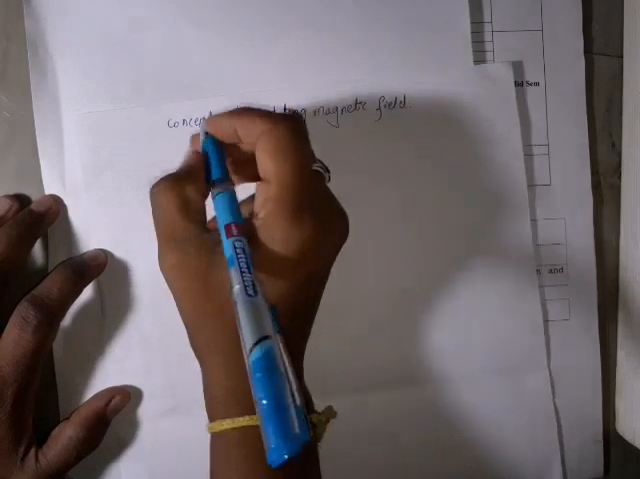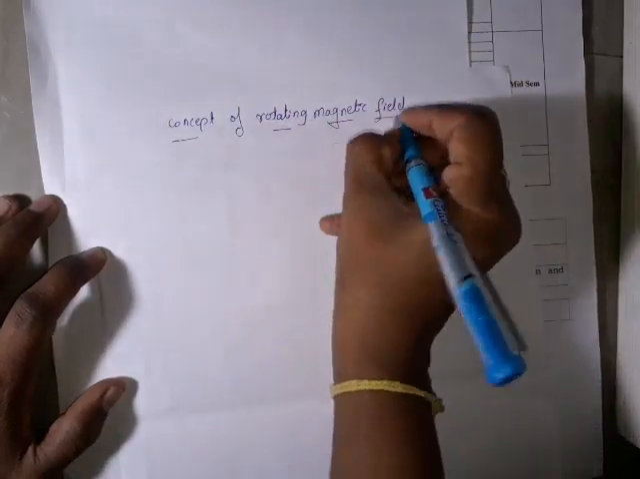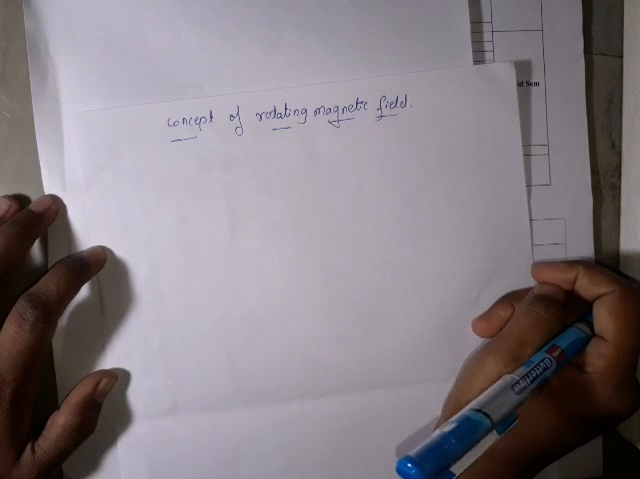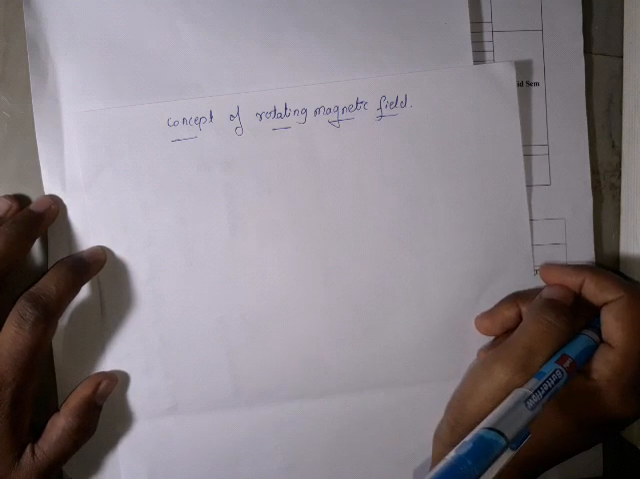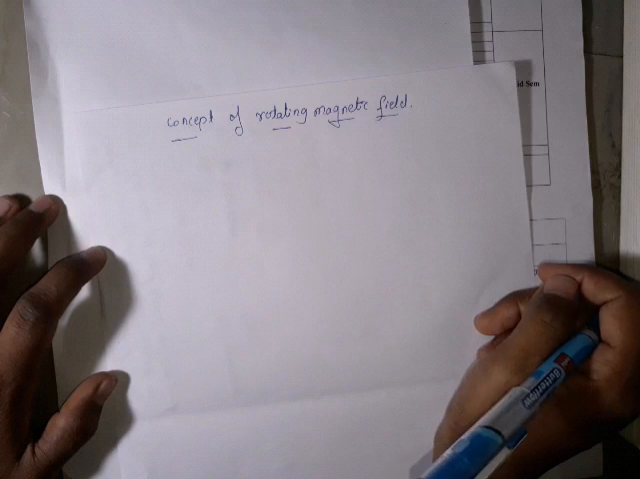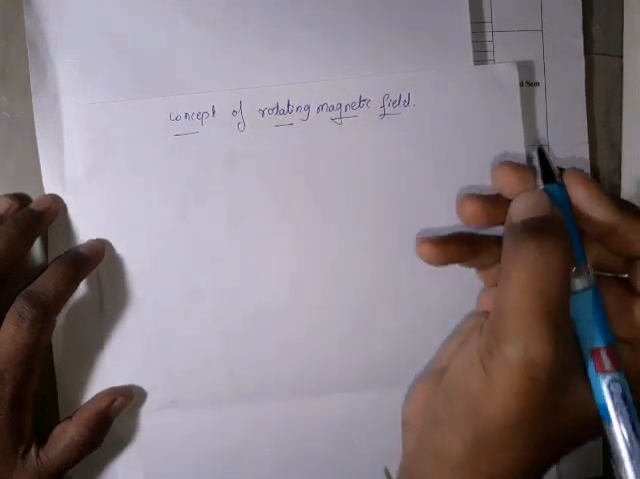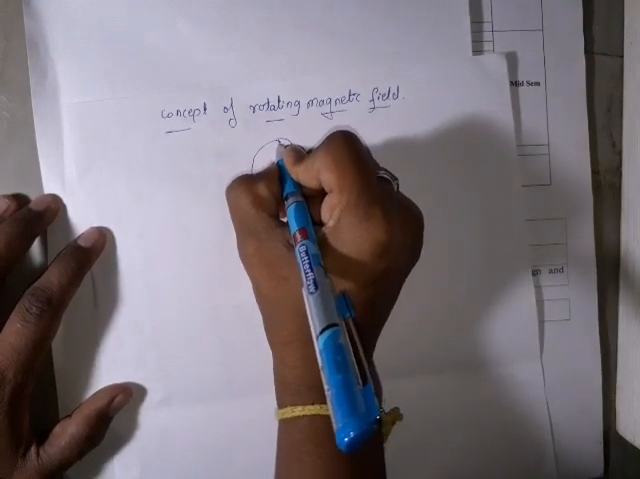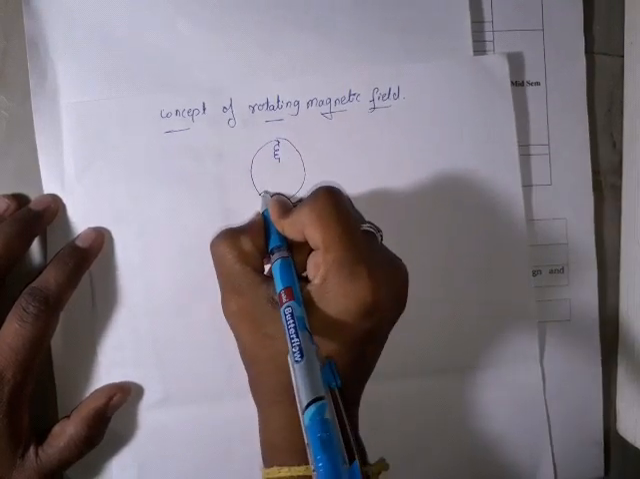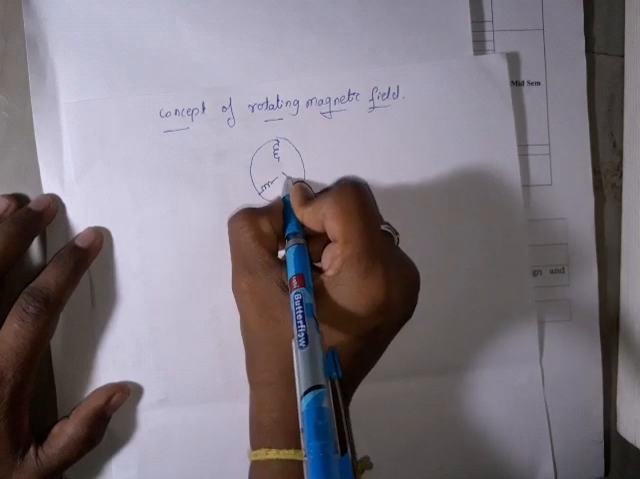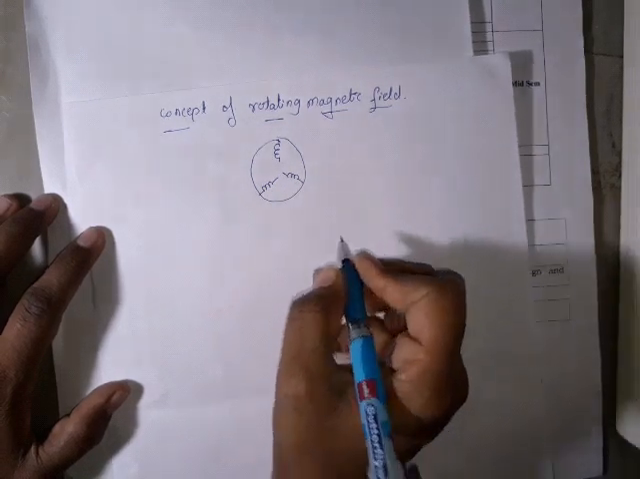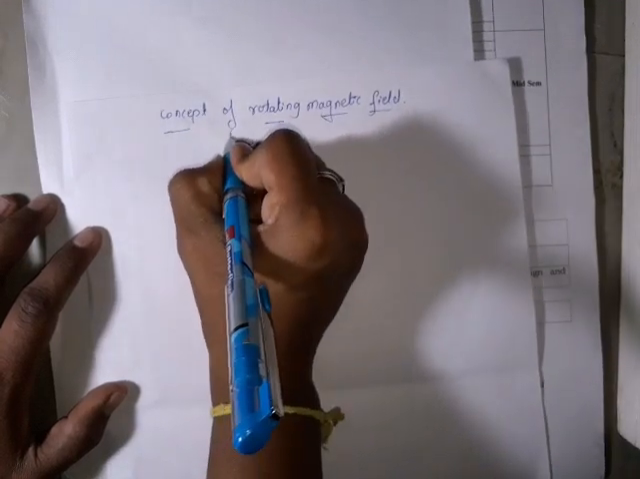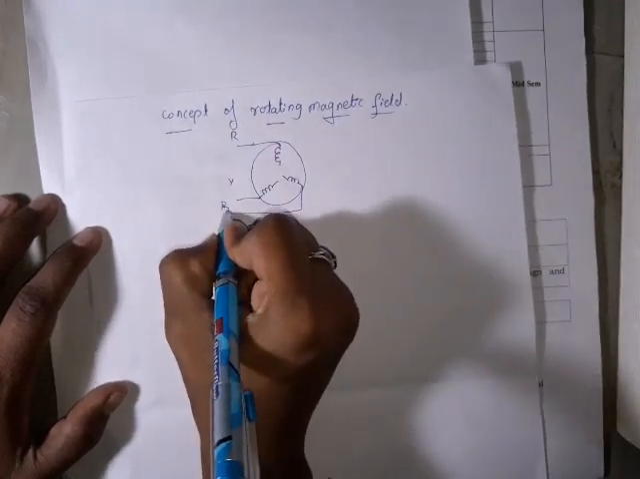Concept of rotating magnetic field means we know that in a three-phase induction motor, the magnetic field produced by the stator windings rotates with a speed called synchronous speed. That we already know. How is the rotating magnetic field actually produced? We have a stator and the stator windings, that is three-phase windings, placed 120 degree apart. Here we give the three-phase supply: phase R, phase Y, phase B.